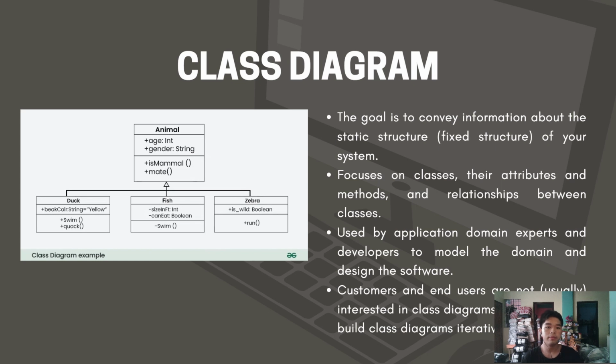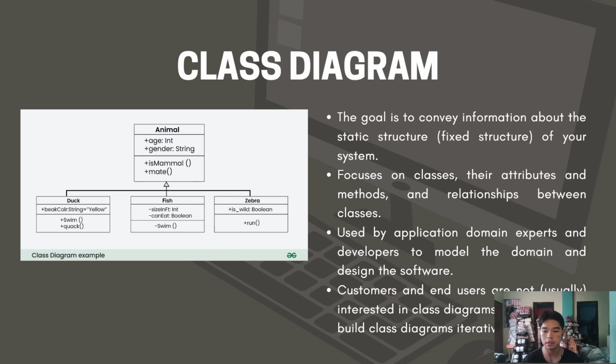So, class diagram. In the class diagram, the goal is to convey information about the static structure, or the fixed structure, of your system. It also focuses on classes, their attributes, and methods and relationships between classes. It is also used by application domain experts and developers to model the domain and design the software. Customers and end users are not usually interested in class diagrams. It is best if you build class diagrams iteratively.